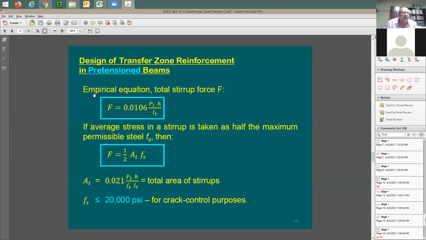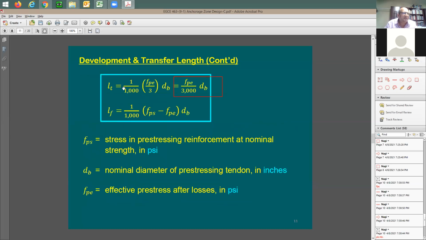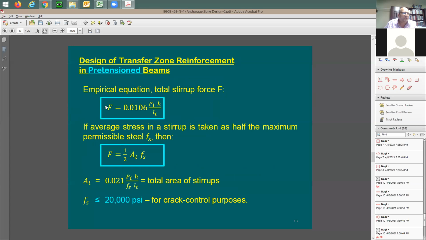So it says here that we have an empirical equation to find out the stirrup force, which means the stresses and the forces in the y direction, the tensile stresses. And it says maybe about roughly 1% of Pi, the initial prestress, divided by the height of the section, divided by Lt. So where do you get the Lt from? I'm going to say you get it from here. Here's Lt. Okay, just keep this in mind. It's going to be fpe times db divided by 3,000. So after you figure out Lt, you come here to this equation, then figure out the amount of force expected in the y direction. This is going to be tension force.